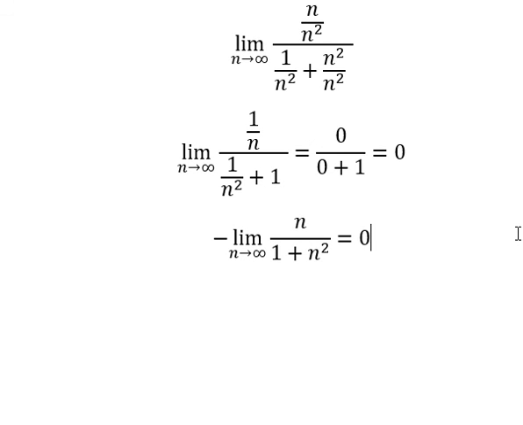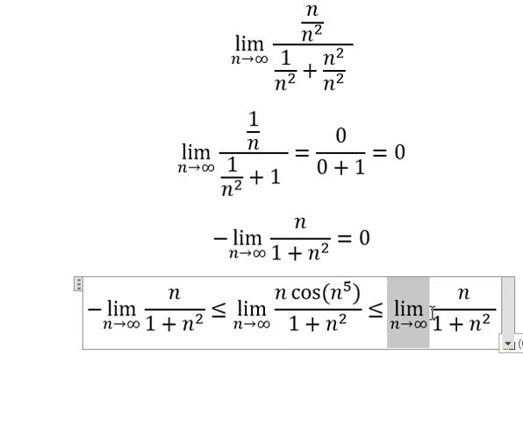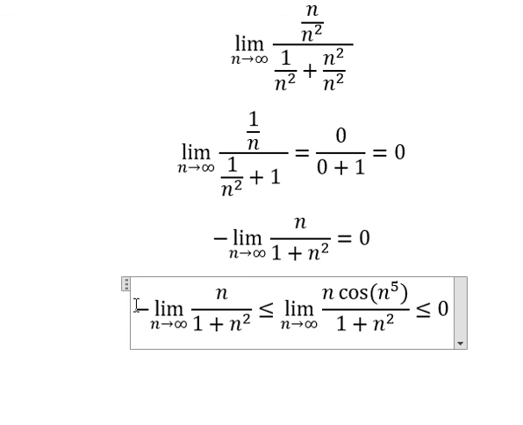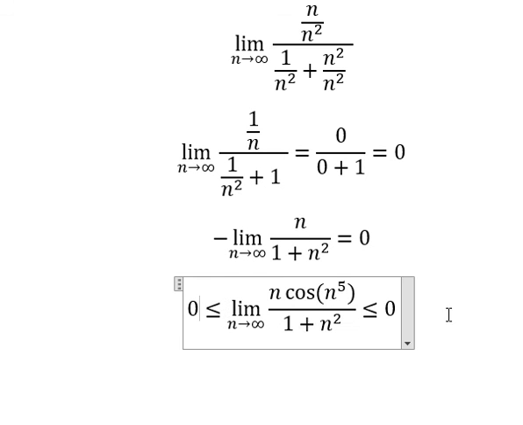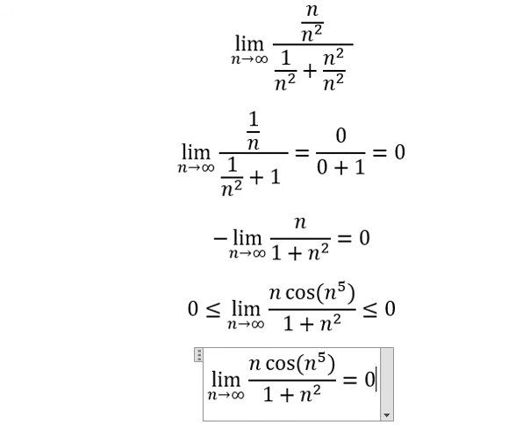Now, this one we have 0. This one we have 0. So that means in the middle, this one should be equal to 0. And that is the final answer.